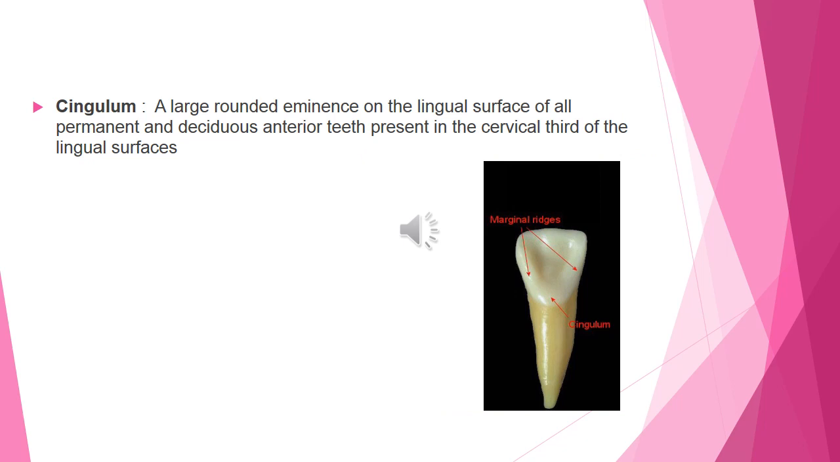What is cingulum? A large rounded eminence present on the lingual surface of all permanent and deciduous anterior teeth. It is usually present in the cervical third of the lingual surfaces.